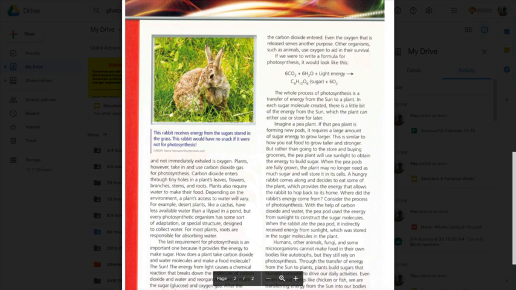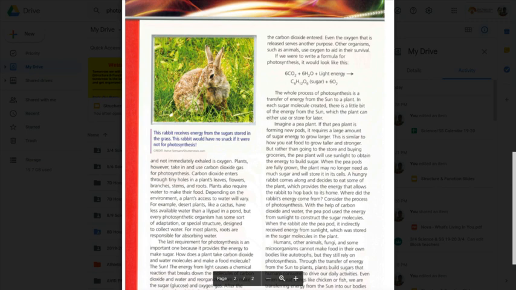Imagine a pea plant. If that pea plant is forming new pods, it requires a large amount of sugar energy to grow larger. This is similar to how you eat food to grow taller and stronger. But rather than going to the store and buying groceries, a pea plant will use sunlight to obtain the energy and build sugar. When the pea pods are fully grown, the plant may no longer need as much energy and will store it in its cells.